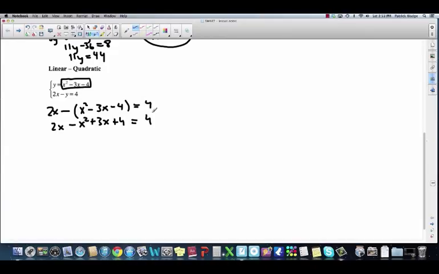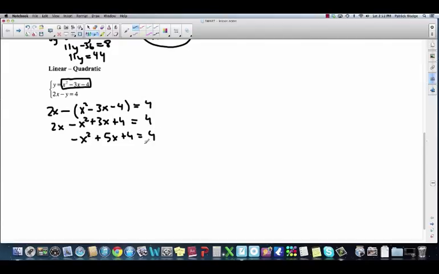Now, how do we solve? Well, let's combine terms first, the 2x and the 3x. So we get negative x squared plus 5x plus 4 equals 4. This is a quadratic equation. How do we solve quadratic equations? Make them equal to 0 and factor. If you can factor, you might not be able to.